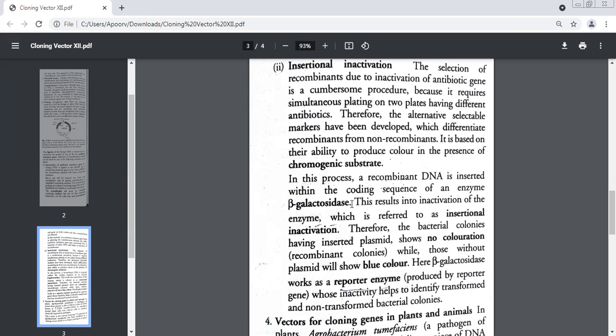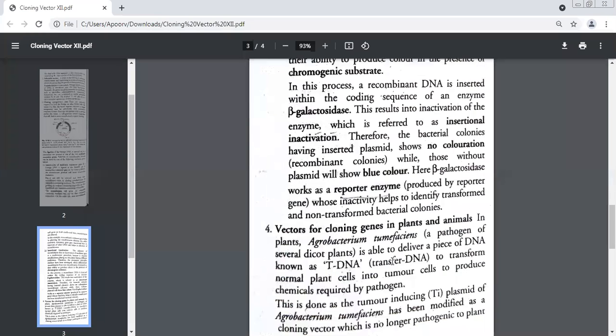Beta-galactosidase. Very good. And the ones where no change came are non-recombinants, that means even after inserting, the DNA could not attach itself to beta-galactosidase. So these are the non-recombinants. The ones which do not have the plasmid are going to show which color? Blue color.